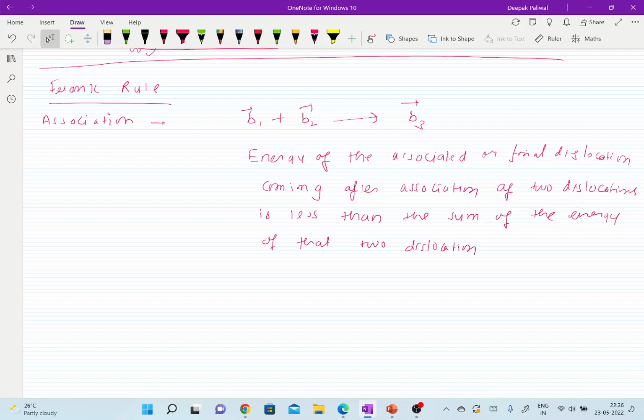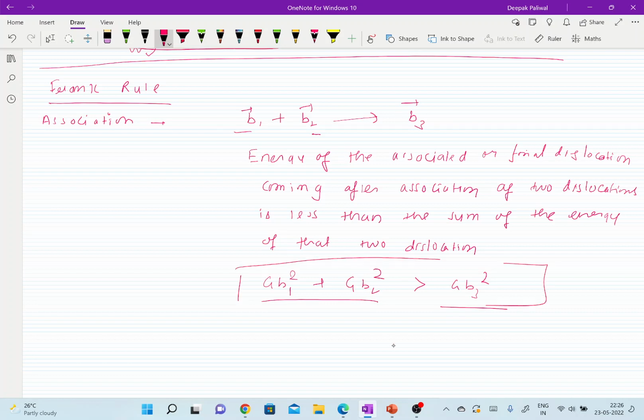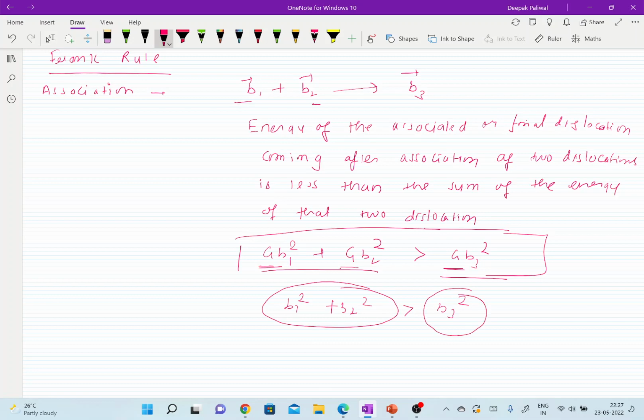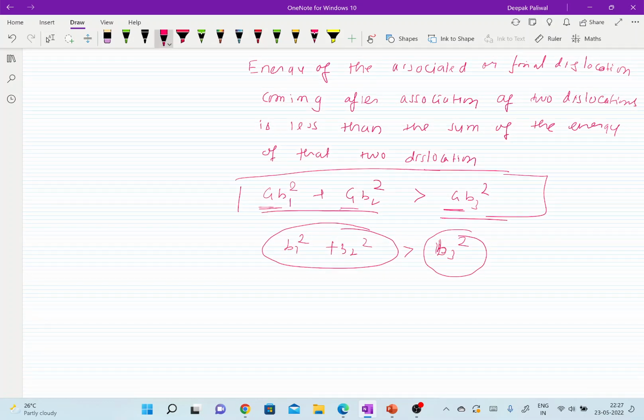So what does it mean? Suppose the energy of the first dislocation is Gb1 square plus Gb2 square. When it is greater than Gb3 square, then only this kind of association of the dislocations to form a new dislocation is possible. In simple terms, all the dislocations have this shear modulus. So we write that if b1 square plus b2 square is greater than b3 square, then these two, b1 and b2, combine to form the b3 dislocation, or dislocation with the Burgers vector b3.